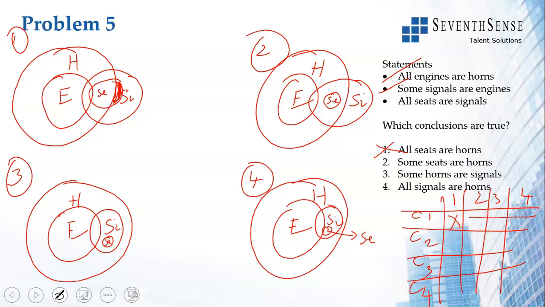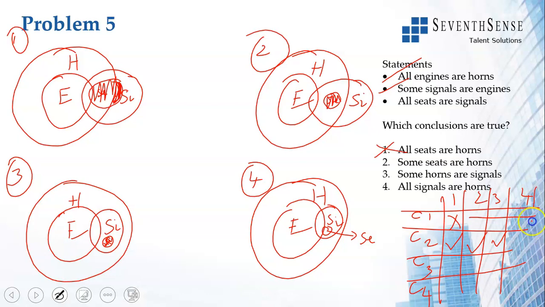Some seats are horns. Some seats are horns you have gotten here. True. Here all seats are horns. So some seats are also horns. True. Some seats are also horns. There is one way of drawing where you can't conclude.